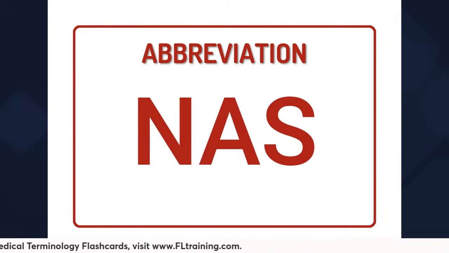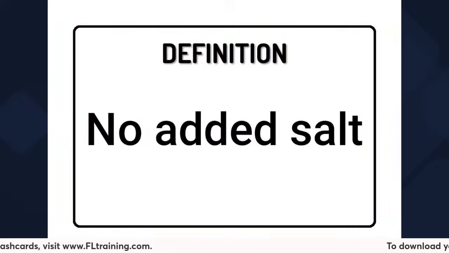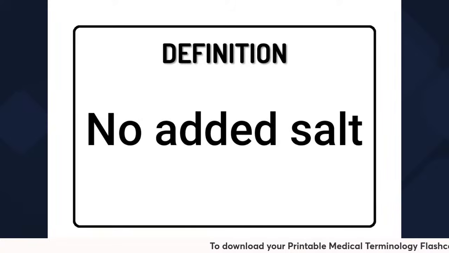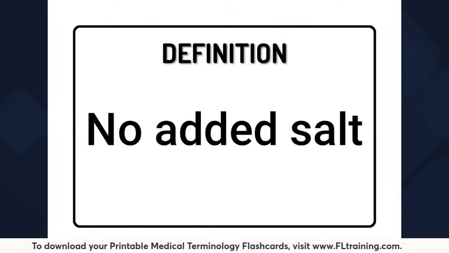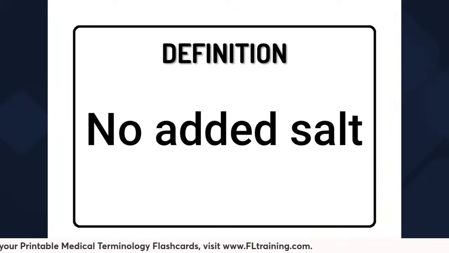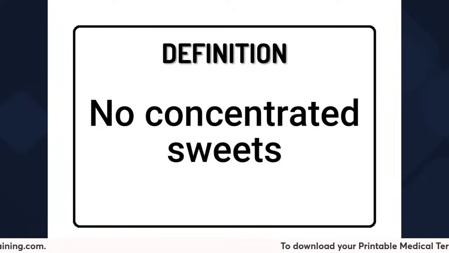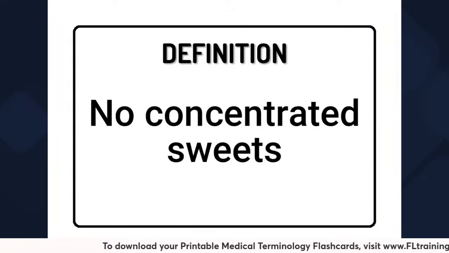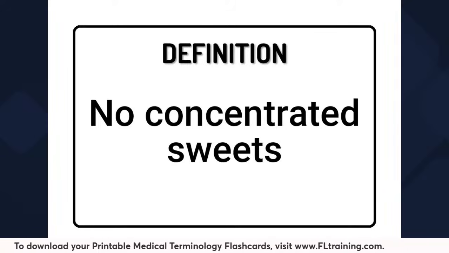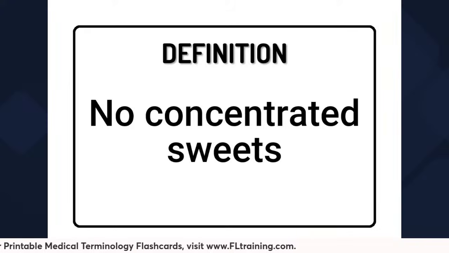NAS is a diet type. When a person has cardiovascular disease that is severe, their diet may say NAS or no added salt. So you could not put salt packets on their tray. NCS is the medical abbreviation for no concentrated sweets. A diabetic should not have concentrated sweets. So you may see a diet order that also says NCS for a diabetic resident.